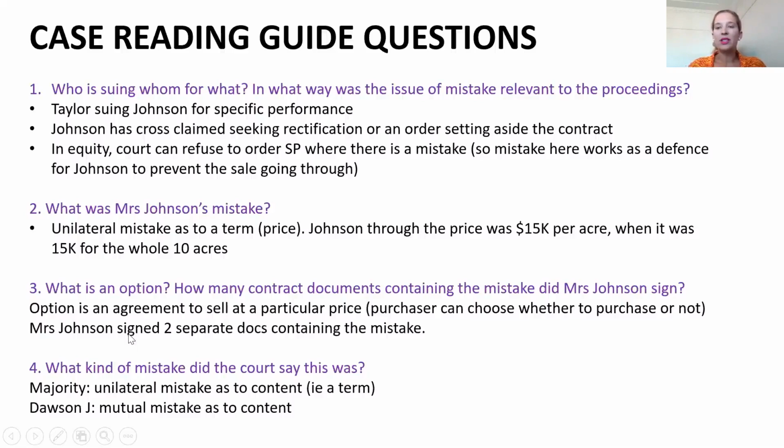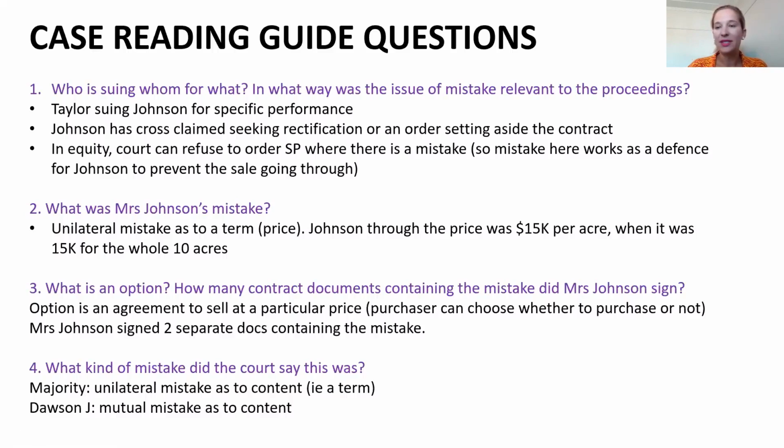It mentions here that there was an option in favour of Johnson, which was exercised by Johnson's children. So what is an actual option? An option is an agreement to sell at a particular price, and then the purchaser has the option to choose whether they purchase the property or not. And Mrs. Johnson here, as mentioned, signed 2 separate documents containing the mistake.